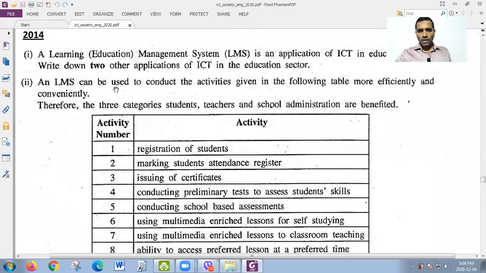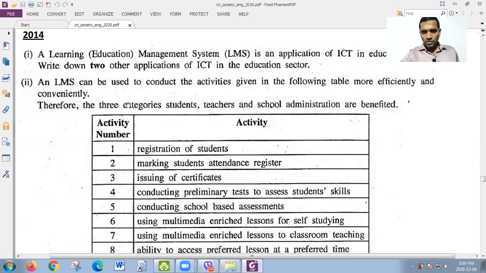And LMS can be used here in this question. Things are related to grade 10 first unit, not related to grade 11 last unit, because both the grade 10 first unit and grade 11 last unit are related to ICT and society, right? So don't think that questions should come only from the last unit of grade 11. It can come from grade 10 first unit, right?